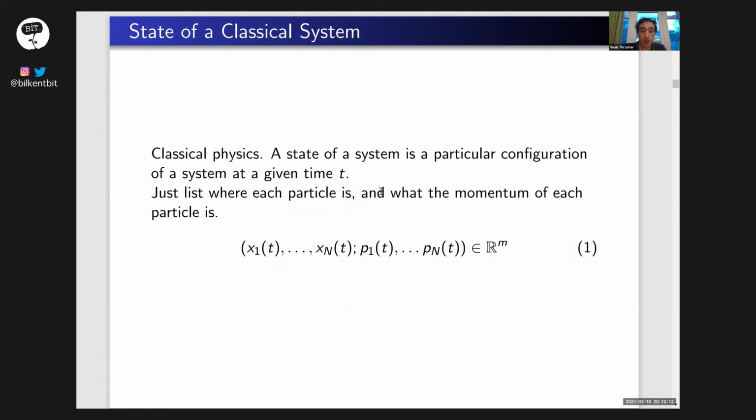So how could I fully describe the state of a system? Well, you just have to give me a list of the position of each of the particles, so where they are located in space, and the momentum of each of the particles. And you can think of this as a point in some m-dimensional space.